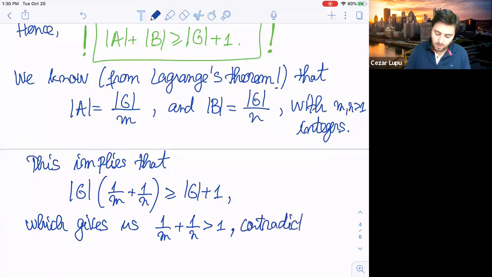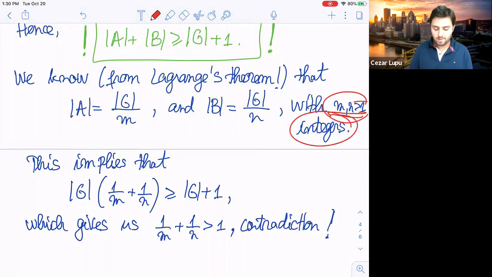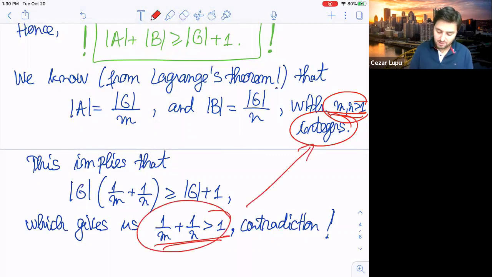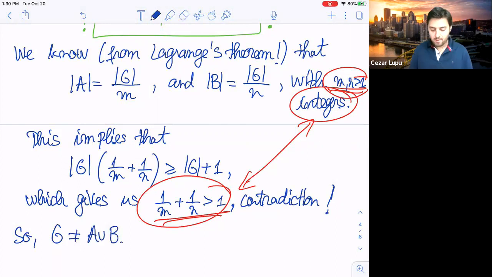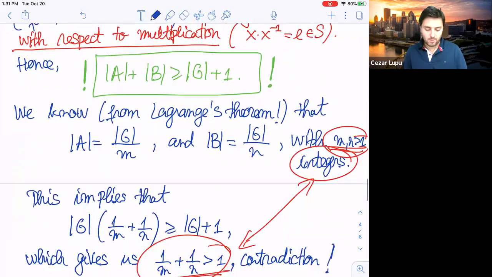Why is this a contradiction? Well, because keep in mind that these guys here are integers greater than 1. 1 over M plus 1 over N will never be greater than 1, so this is a contradiction with this here. And that's it. So this is how we solve the first part. So we get the contradiction. So G is not the union of A and B. Anyway, I think the official solution was a bit different, but this is how I thought of doing it.